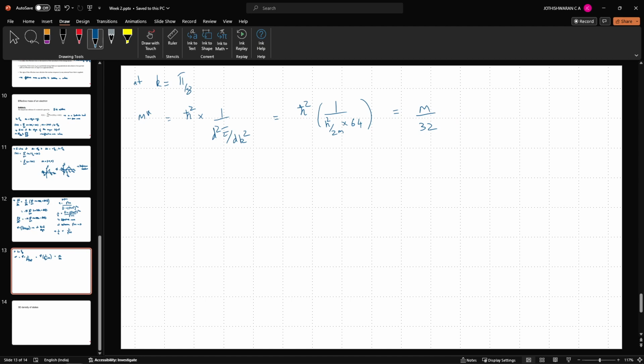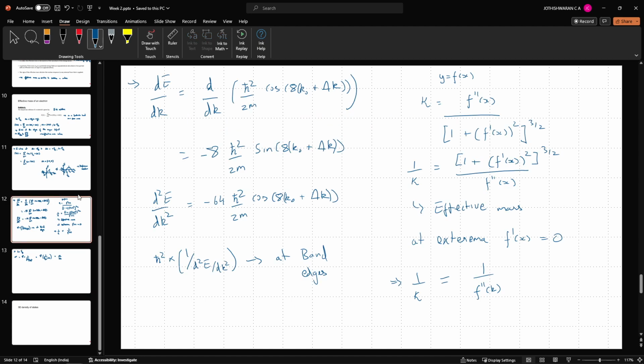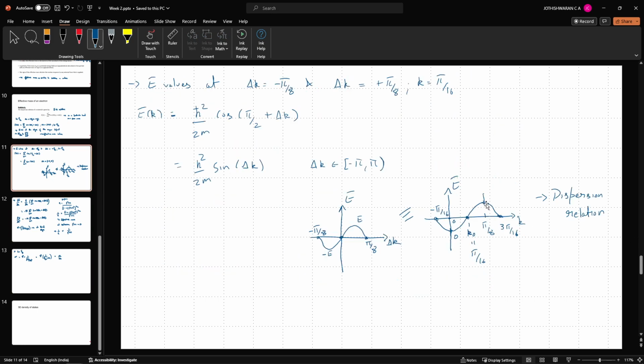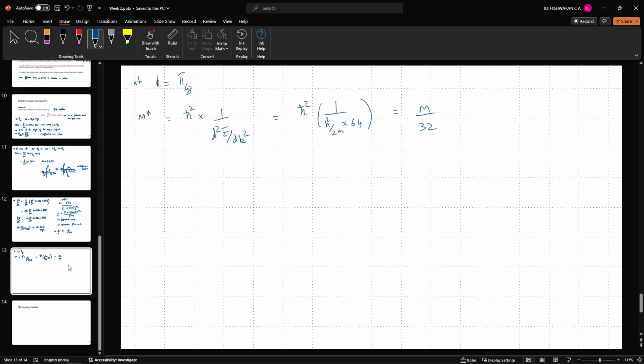Now at this energy value, at this particular k value, at this point in my dispersion relation, I can treat my particle as a free particle with effective mass m by 32. So this is the effective mass. That is what is implied by this whole exercise.